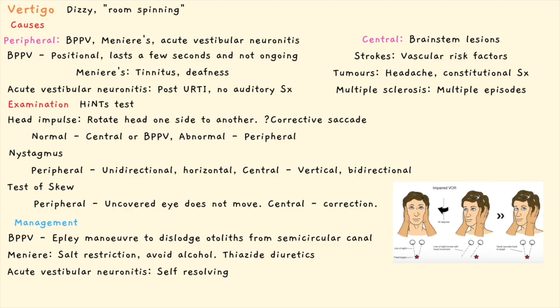Meniere's disease, it's an issue with the endolymphatic system, so you want to do fluid restrictions, salt restrictions, avoid alcohol, and in more serious cases you may consider diuresis with thiazide diuretics. Finally, acute vestibular neuritis is normally self-resolving, so you can give supportive treatment. Any antiemetics or ondansetron, for example, if they're feeling nauseous.